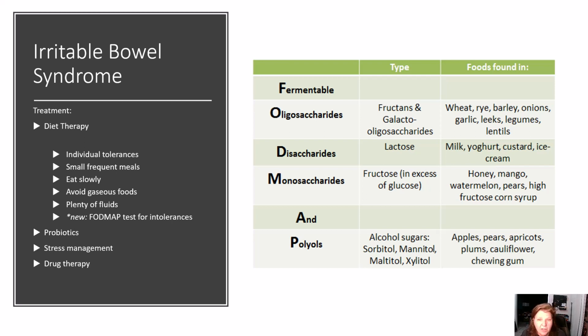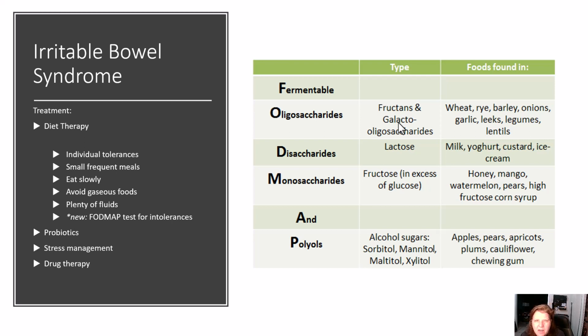Now, you probably recognize the words disaccharide and monosaccharide, right? So oligosaccharides are just larger sugars, but not quite starches, right? So we do have some of those. And then we have polyols, which are sugar alcohols. So some of these foods may cause issues with the intestinal tract in people that have IBS. And so we may have to do an elimination diet with those individuals and see what, if any, of the foods are causing an issue for them.